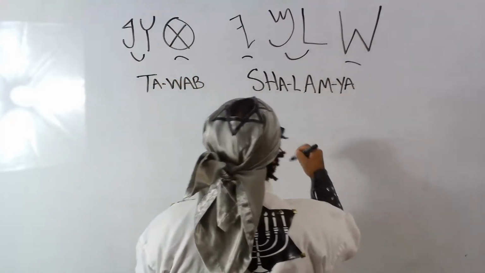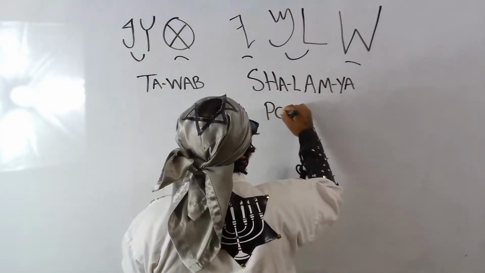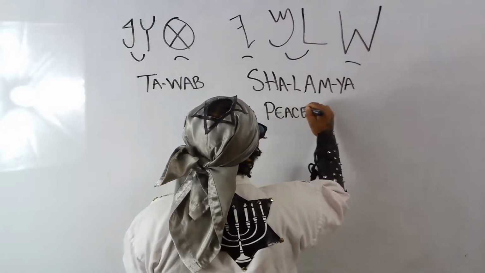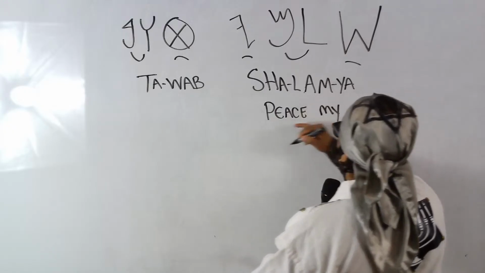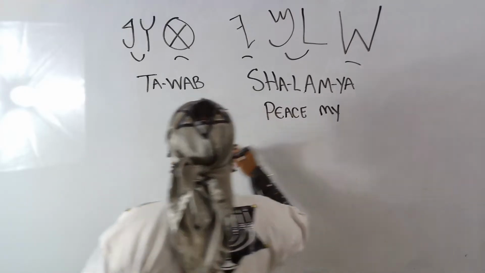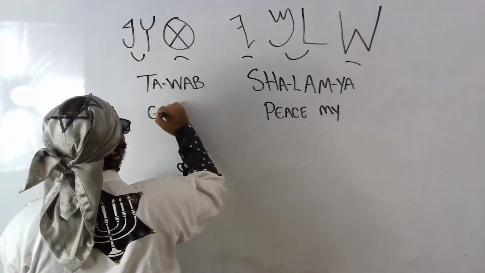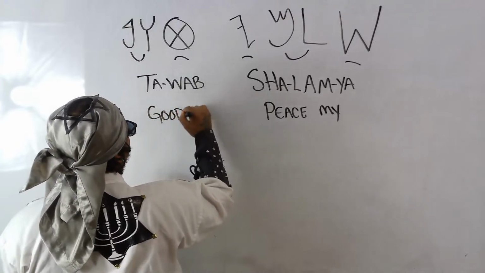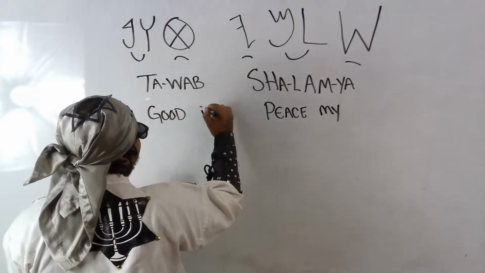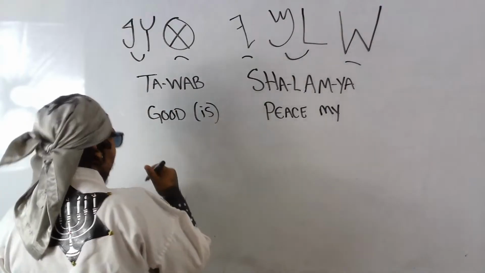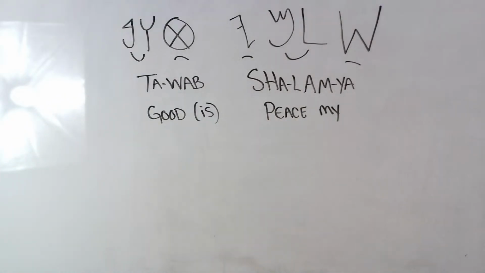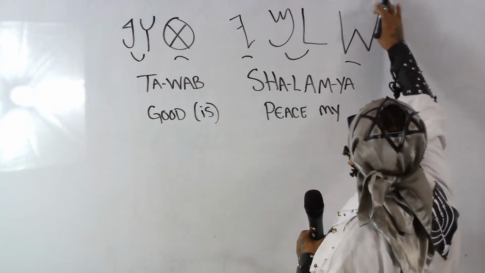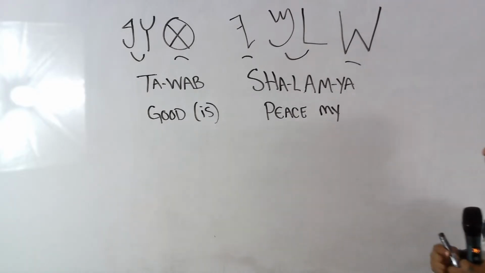So shalom is peace. Now we have a possessive pronoun at the end. My peace. Peace, my peace. Tawab, good. We're saying my peace is good. Is is not something that you have to say. You don't have to put out is. You don't have to say that. You know what I mean? You don't gotta say is good. You don't have to say the word.